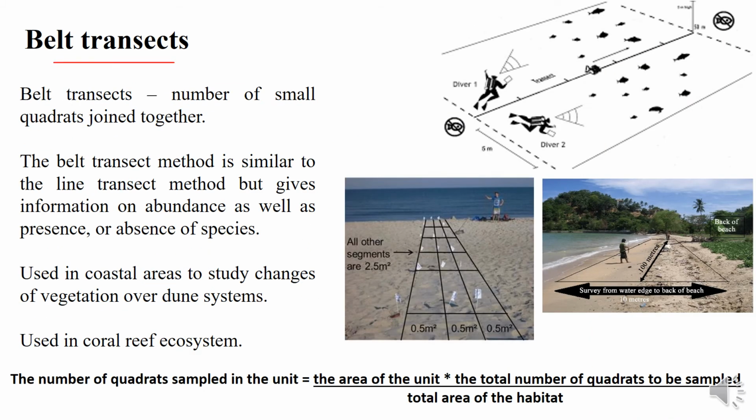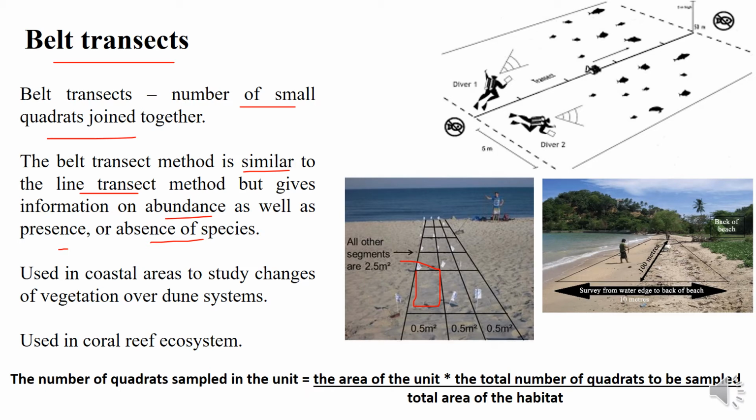Then the belt transect method. The belt transect method is nothing but a group of small quadrats joined together, you bring all the small quadrats together and make a belt transect. It is similar to the line transect method, but it gives you more information about the abundance and also the presence and absence of the species, because along the line you are making several quadrats.